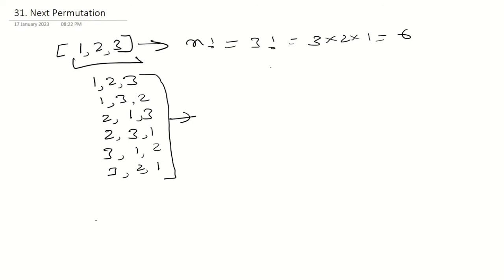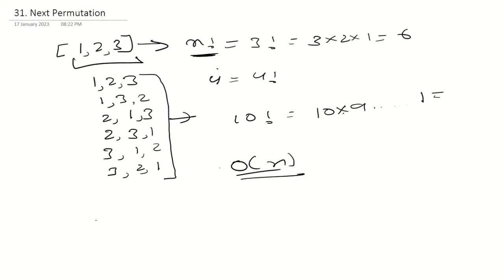Now what is the time complexity of this? Complexity will be n factorial, right? If you have 3 numbers, then the permutations will be 3 factorial. If you have 4 numbers, then it will be 4 factorial. Likewise, if you have 10 numbers, then it will be 10 factorial, so 10 into 9 and so on, till 1. Now is there any better approach that we can define? We want to solve this problem in order of n, so let's see if we can do that.